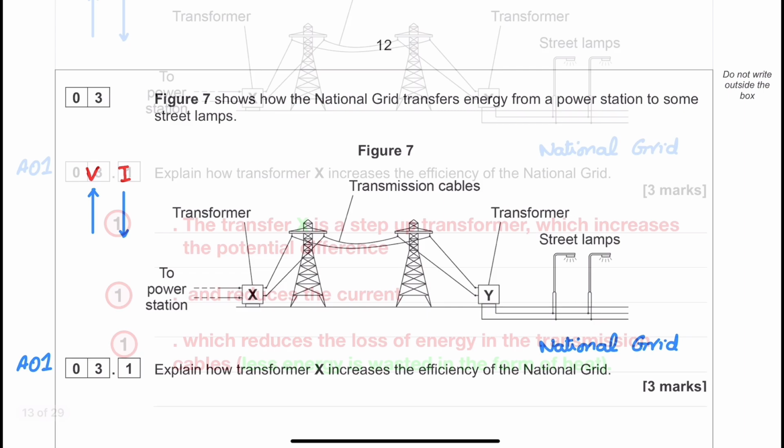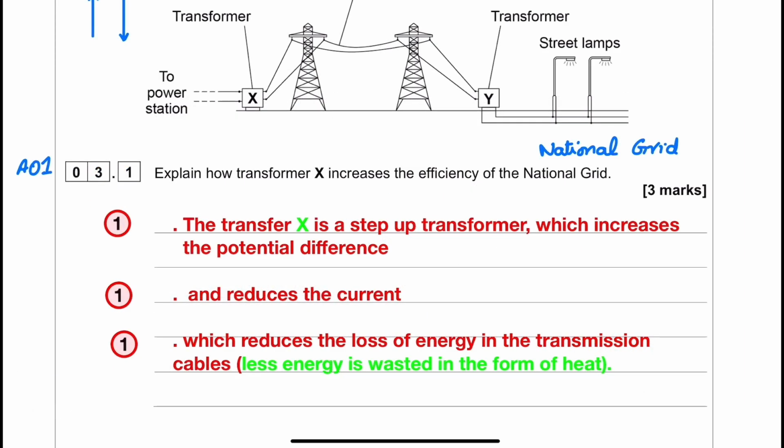Let's see the model answer. The transformer X is a step-up transformer which increases the potential difference and reduces the value of current, which reduces the loss of energy in the transmission cable, meaning less energy is wasted in the form of heat. The marks distribution is already given here on the left side of the answer.